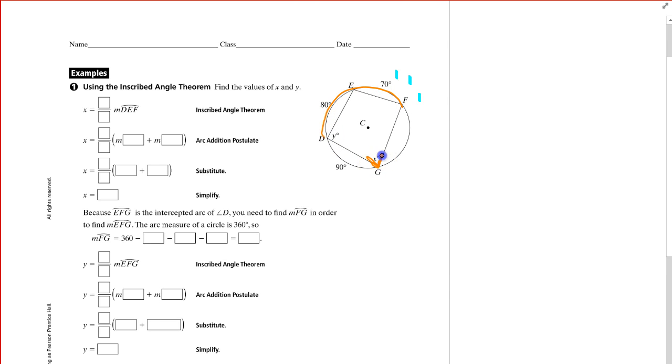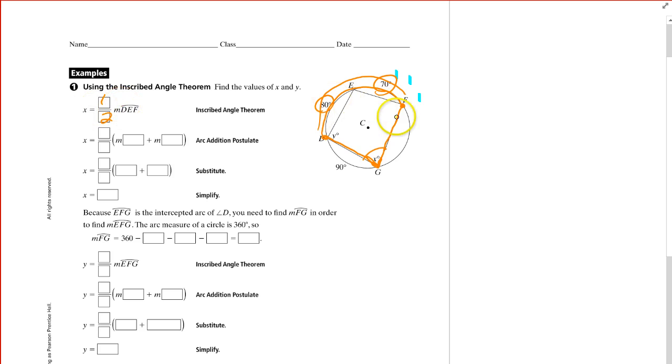Why is that? Well, x is an angle and it intersects the circle here and here. So whatever x measures will be half of whatever the arc measurement is. So 80 plus 70, that's 150, and so x will be half of that. But let's fill in some blanks here.